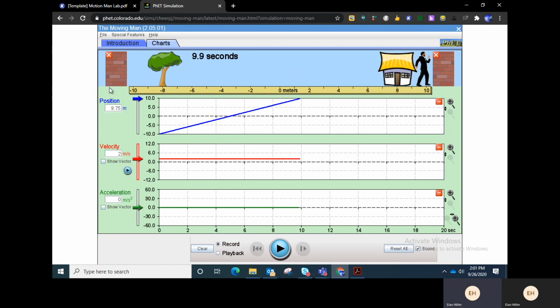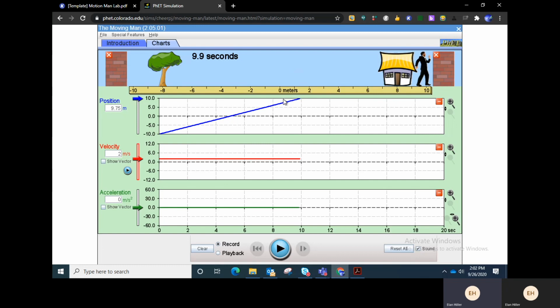And this is the graph that we would take the screenshot of right here. Make sure you get the time down at the bottom. And you can see at the top right here, this is going to tell you how long he traveled for. Okay, the arrow here will give you an indicator of how far he went, 9.75 meters. He didn't quite go the entire 10.